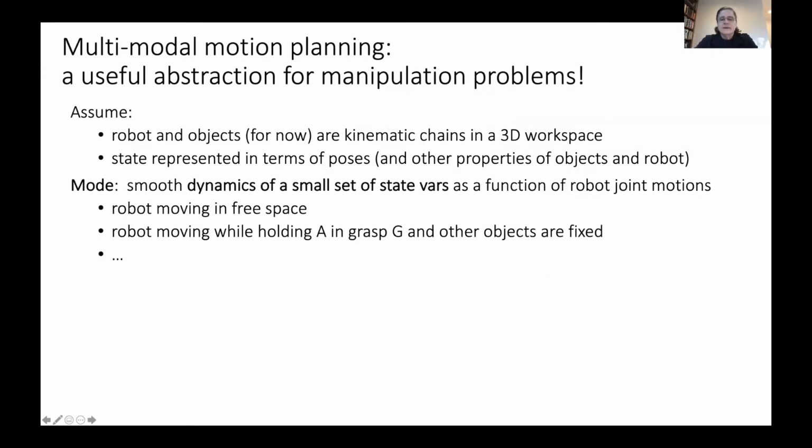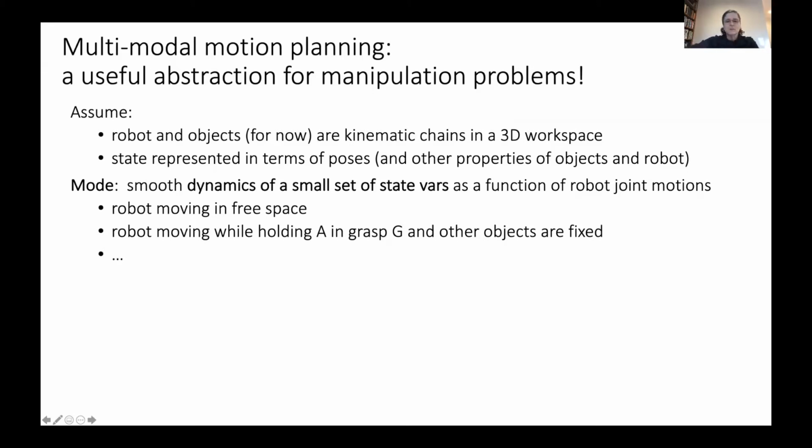So we can talk about the notion of a mode. You can think of it as a smooth subpart of the space that we're operating in, where the robot is moving smoothly and changing only a small set of state variables. Because if I'm in a world where there are lots of objects, then the state variables in the world include not only the robot's configurations, but also the positions and orientations of the other objects.